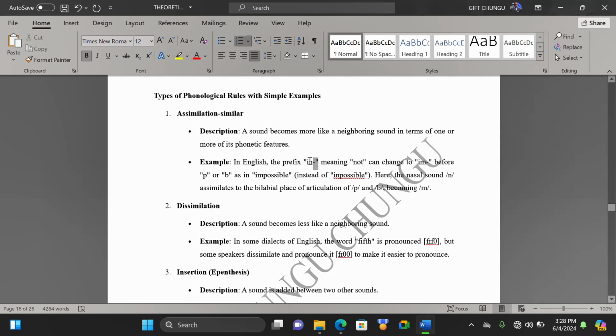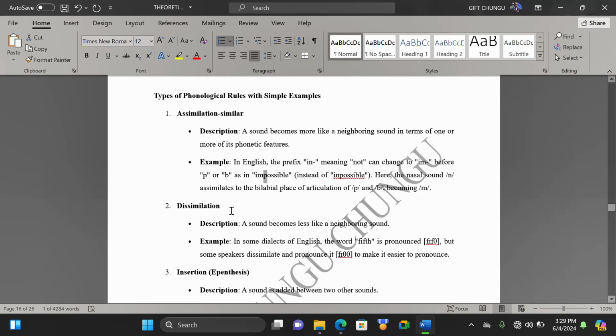So for example, in meaning not, for example, impossible, inbox. This in is going to change to im when it is coming before, or preceded by, p or b. So for example, in impossible, instead of inpossible, we are going to have impossible. So there will be that assimilation of wanting to sound like the next sound that is coming after or before that sound. That is what we call assimilation.